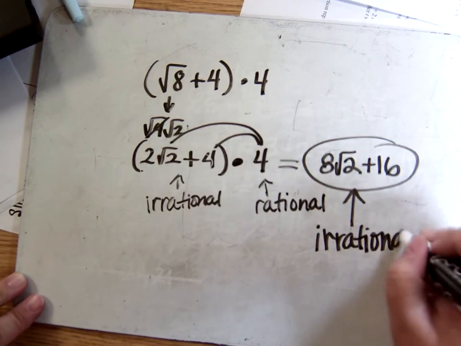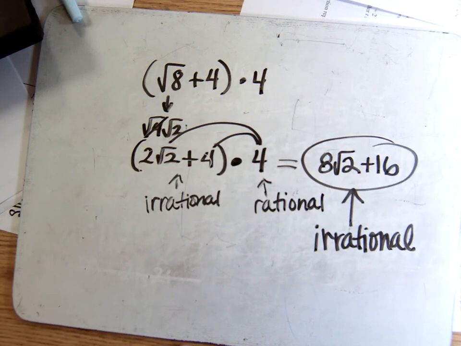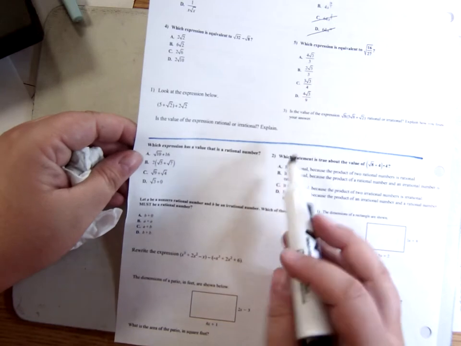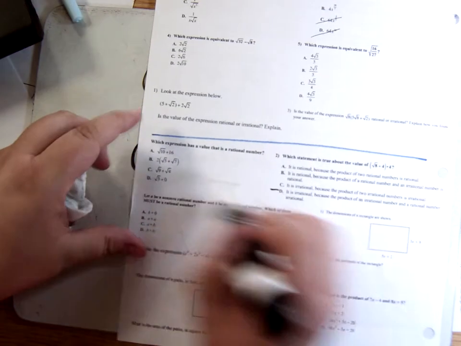So the product of an irrational and a rational is irrational. And that's answer choice D. So right here. So that was C, this one's D.